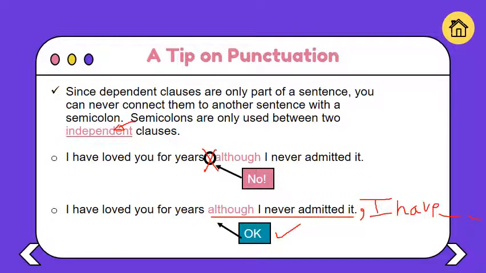In case you start with the independent clause, then you do not add a comma here. But if you start with the dependent clause, then you have to add a comma after the dependent clause. But never, never, never use a semicolon between a dependent and an independent clause. Okay?